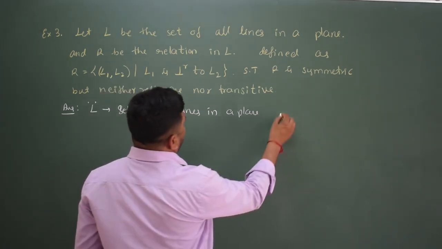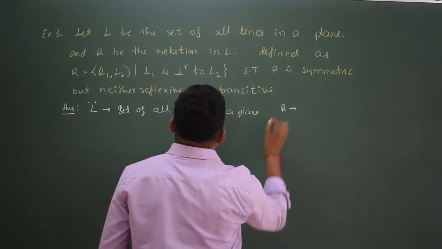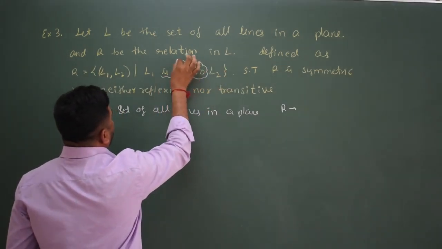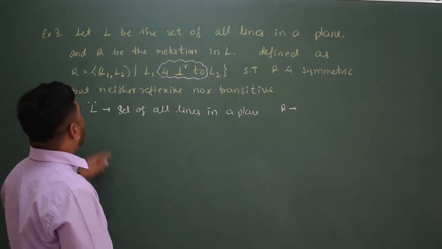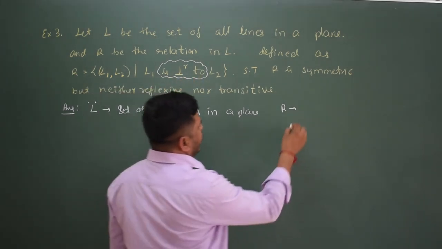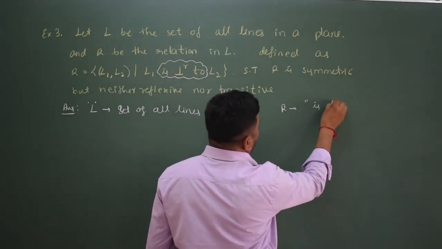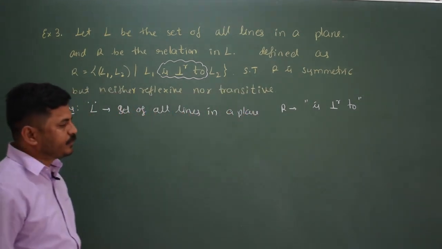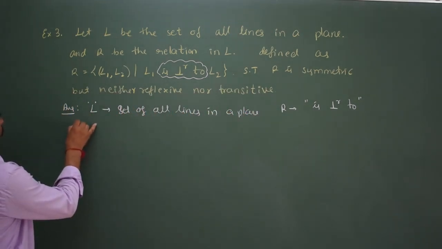Define the relation R. How is R defined? R is defined as "is perpendicular to". This is your R. Let's go one by one.